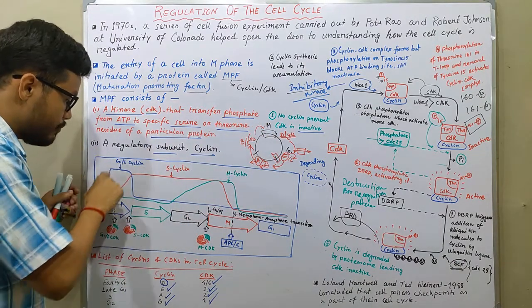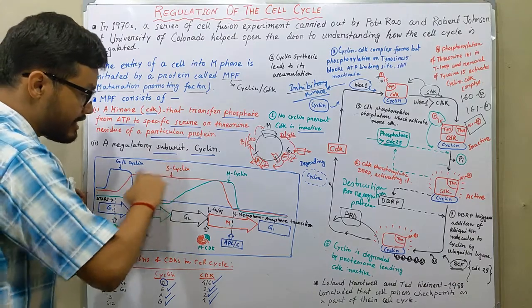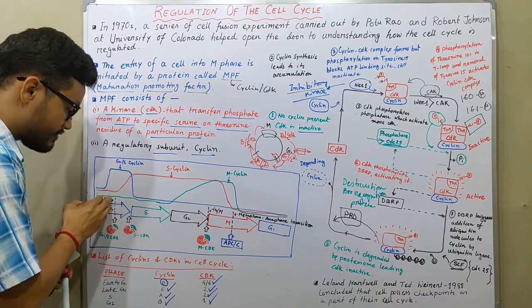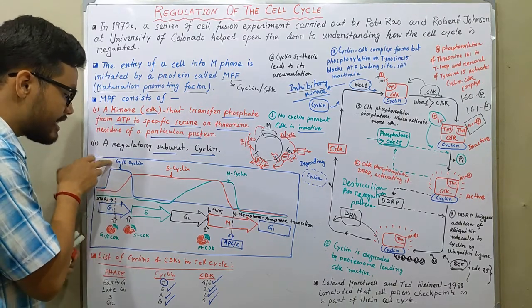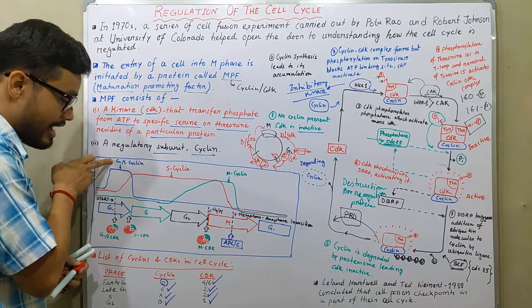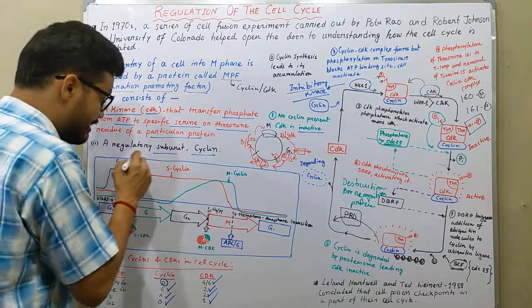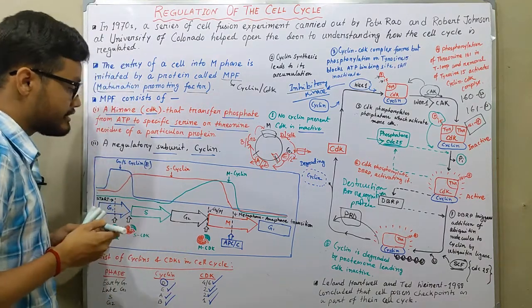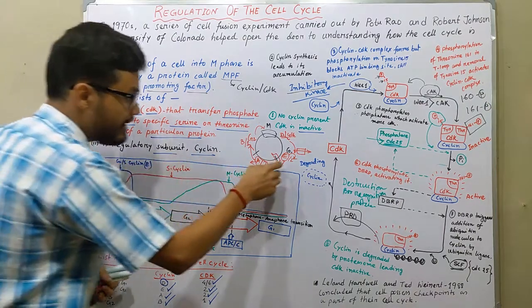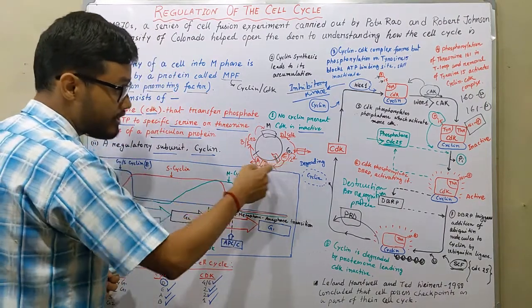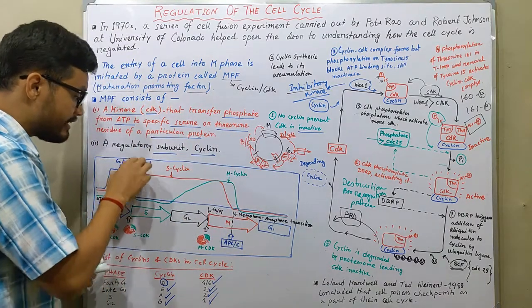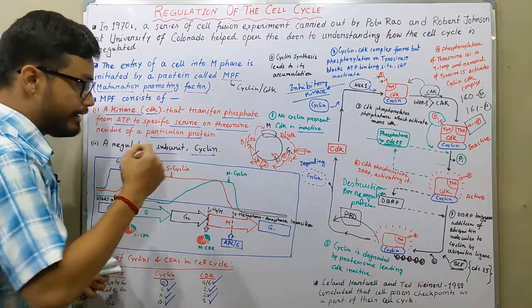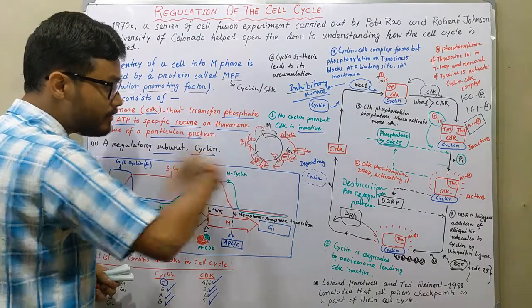G1/S cyclins are in blue color, red color is the S cyclins, and green color is the M cyclins. Here in case of G1, that is the start point, the concentration of G1/S cyclin is higher. G1/S cyclin means cyclin E, because it is the late G1 cyclin. So cyclin E builds up inside the cell and combines with CDK2, and it proceeds the cell from G1 to S phase.